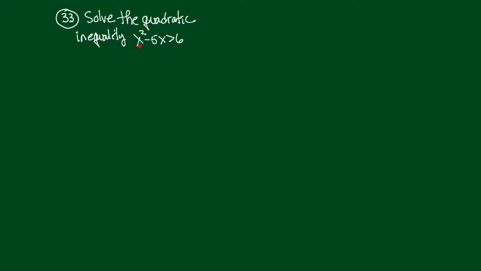Well, look at this one here. We've got a quadratic inequality, right? It's quadratic because I got a squared term here. So we want to solve this. Now, here's the way we're going to do this. We're going to use factoring.